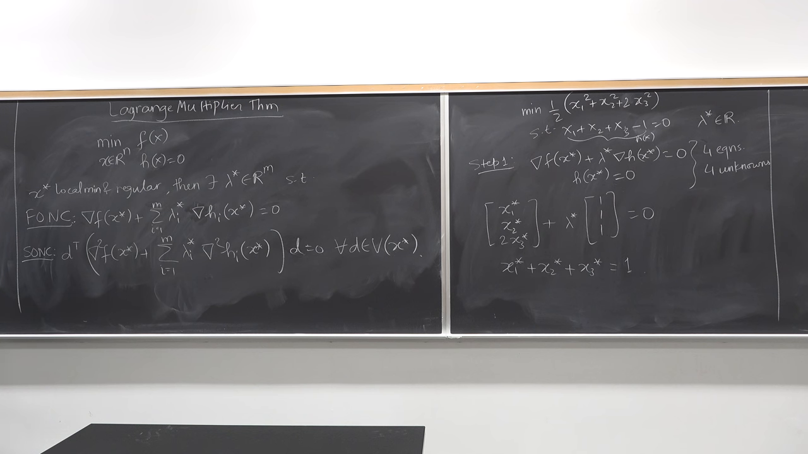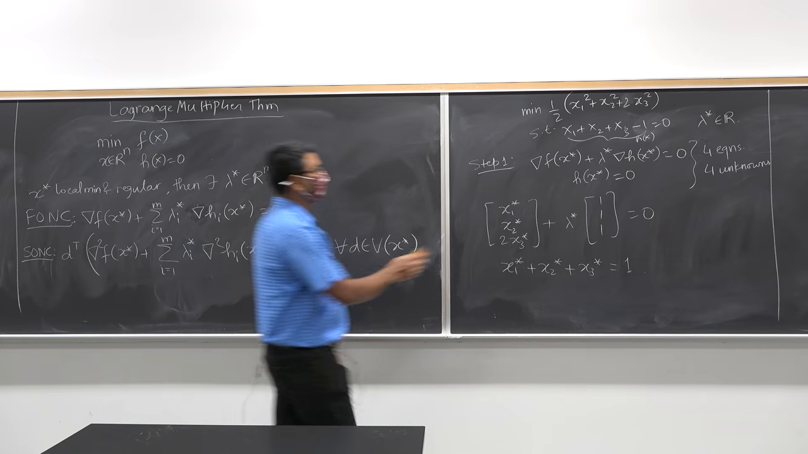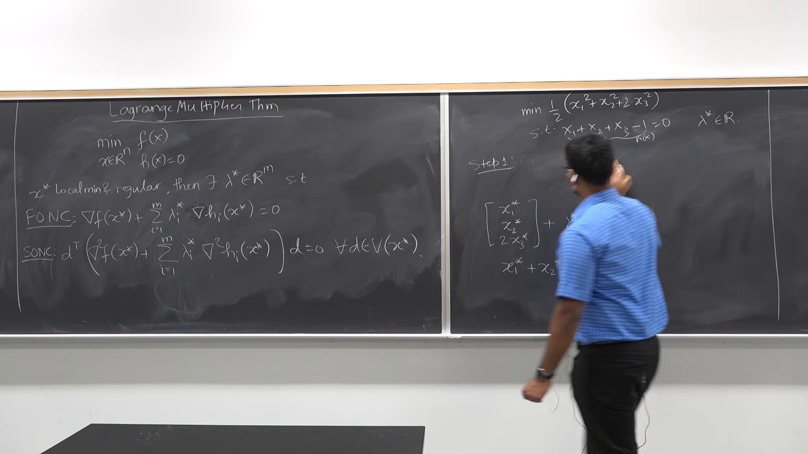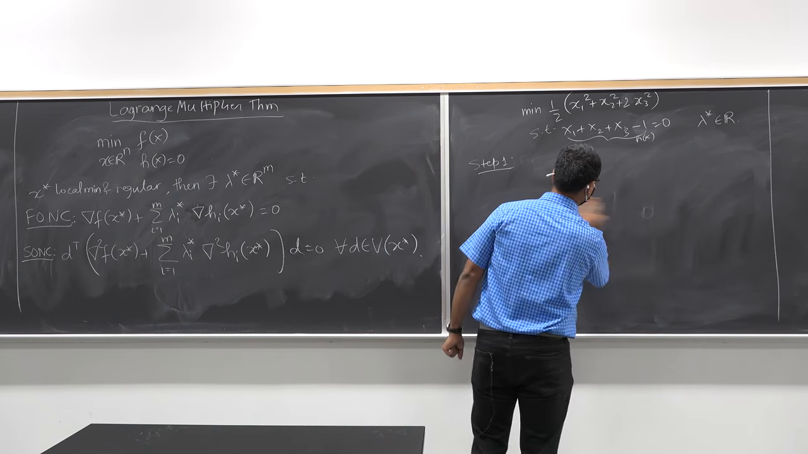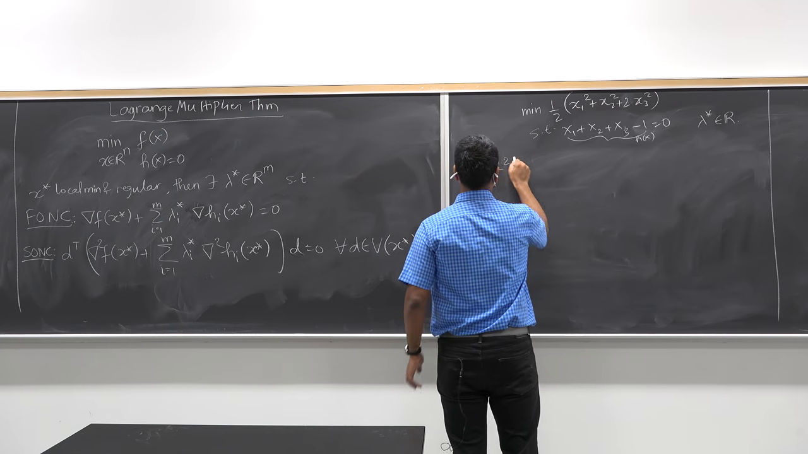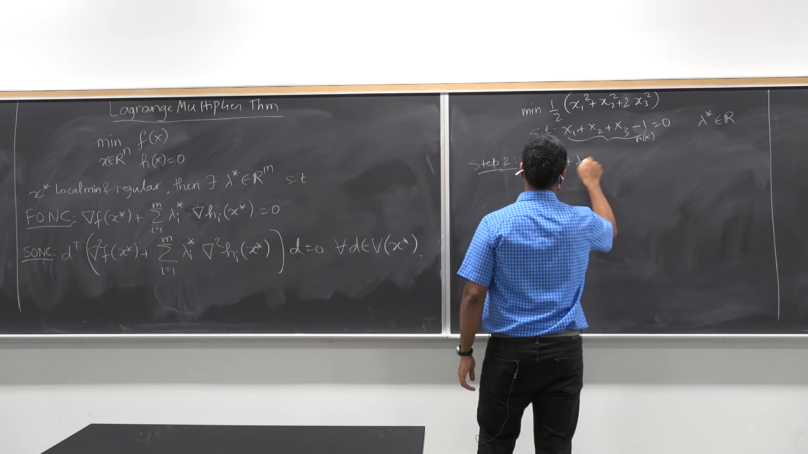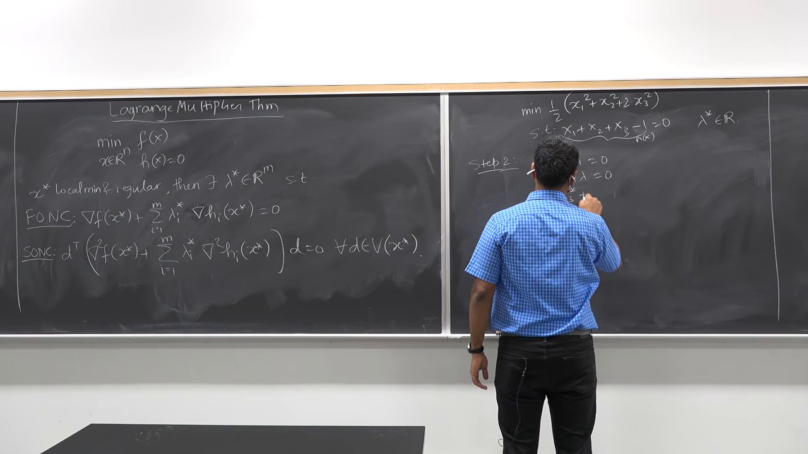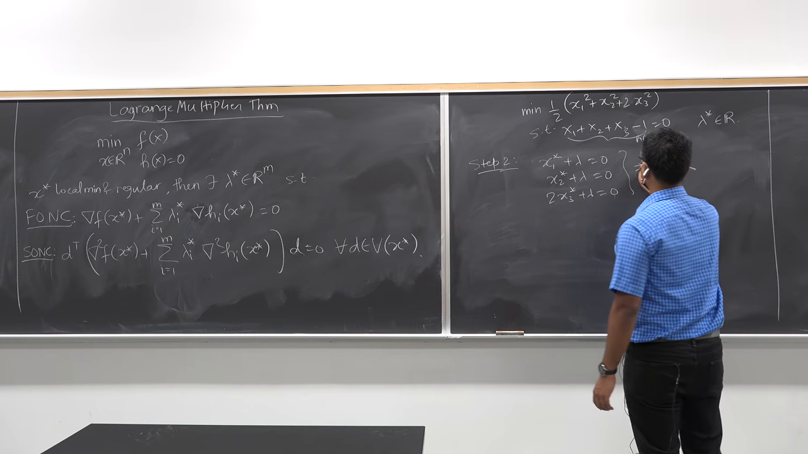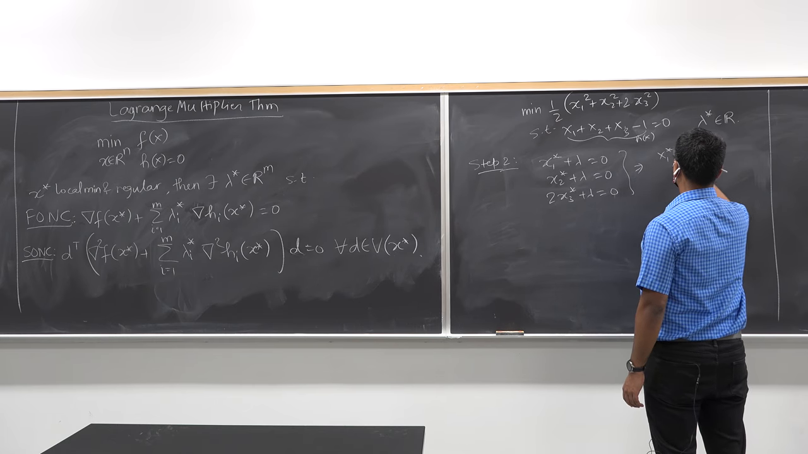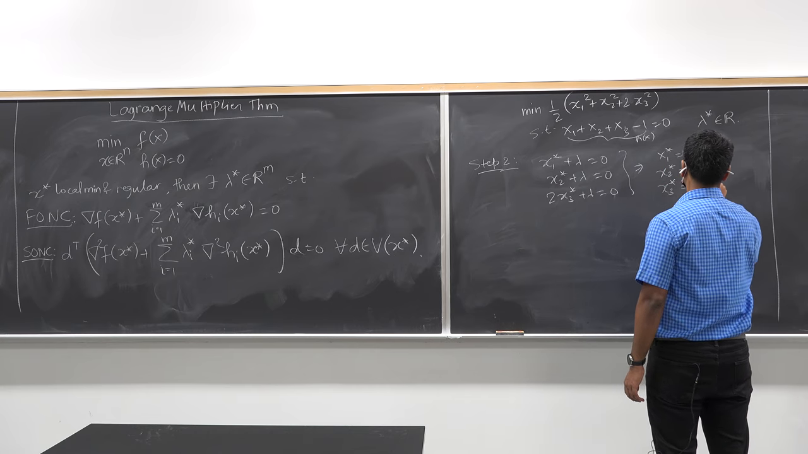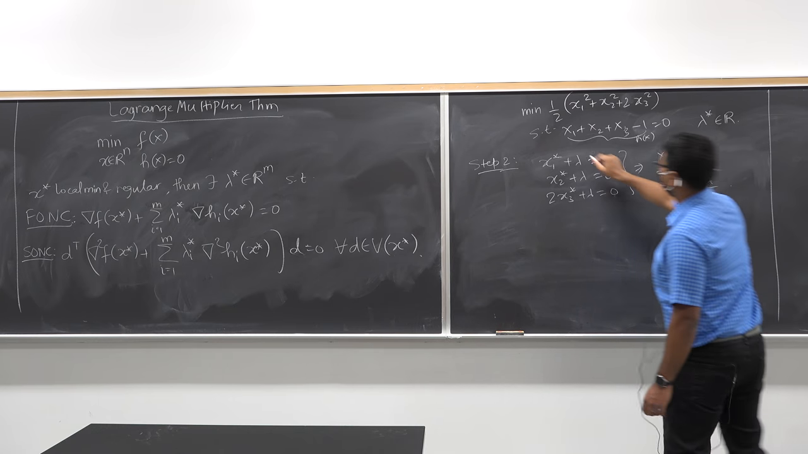Okay, so I'm going to erase step one, and I'm going to start expanding all these four equations to solve them. And that's my step two. So I have x1 star plus lambda equals 0, x2 star plus lambda equals 0, 2x3 star plus lambda equals 0. So this gives me x1 star equals minus lambda, x2 star equals minus lambda, x3 star equals minus lambda over 2. Oh, I should use lambda star.